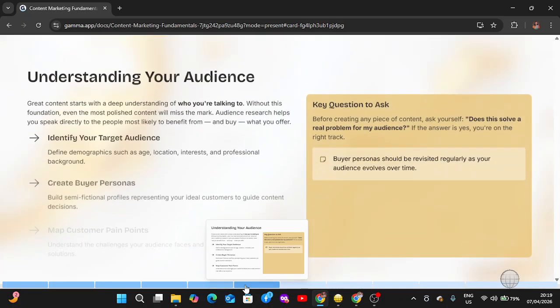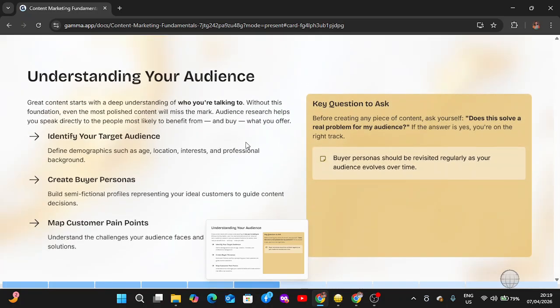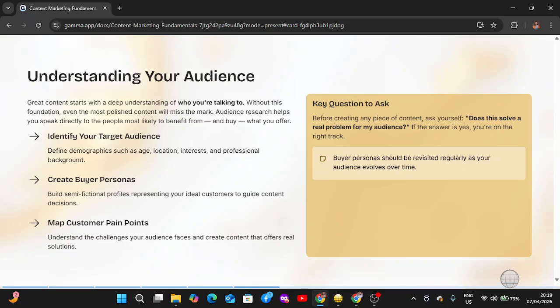So the next thing we want to dive into, we won't talk too much about this. We talked about this in the last class. We talked about understanding your audience. So great content starts with a deep understanding of who you are talking to. So if you know who your audience are, that means you know what kind of content you want to create.